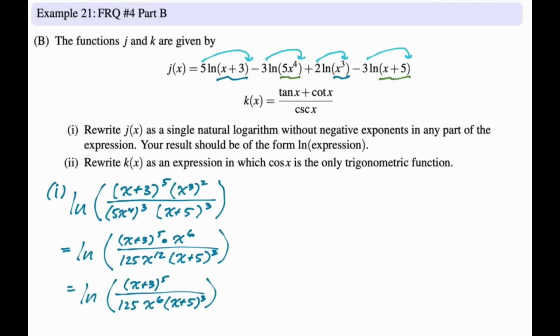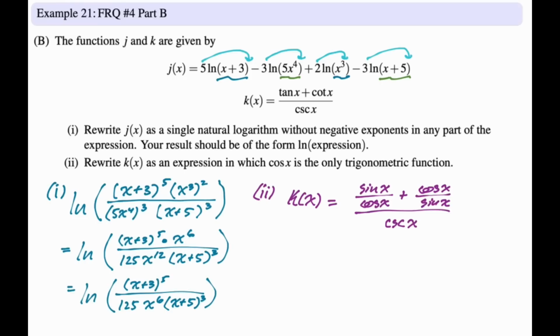Let's look at k of x. So again, we're writing this as cosine of x. I'm a little worried I actually inadvertently wrote the exact same question, it just looks very different. So for k of x, I'm going to use ratio identities for basically everything. So tangent is sine over cosine. Cotangent is cosine over sine. So we have sine over cosine plus cosine over sine. I know that cosecant is 1 over sine, but it just messes things up right now.